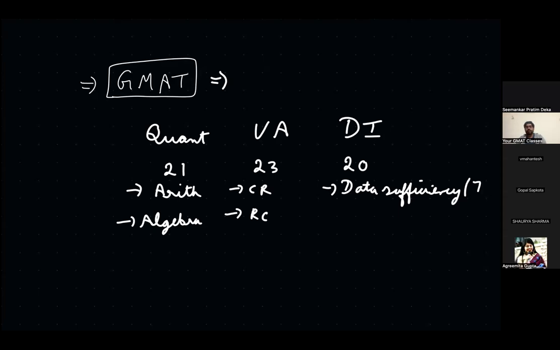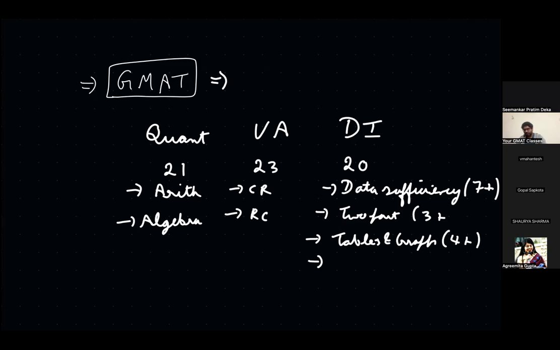So 7 plus. Two-part analysis, which is 3 plus. Tables and graphs, which is 4 plus. And finally, multi-source, which is nothing but a case study.